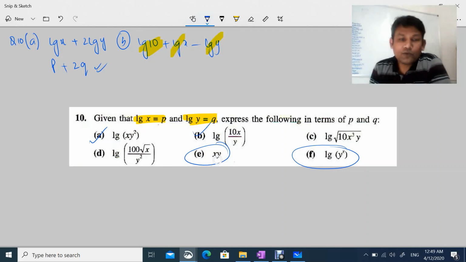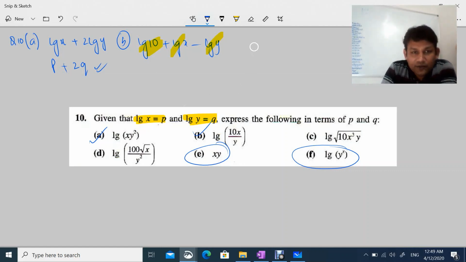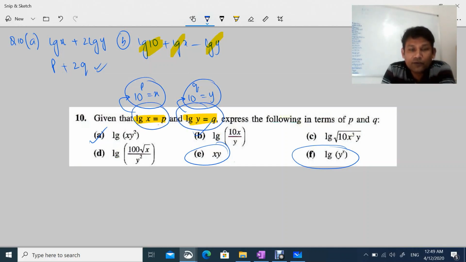Okay, but I want to move to the E part. In this part, check the relation. What's the base here? lg has base 10. 10 power p is equal to x. This is a new relation from which we can have the value of x. Same thing here, I can have 10 power q is equal to y. Like this we have two more relations. It means altogether there are 4 relations.